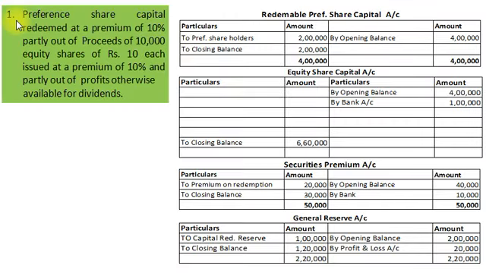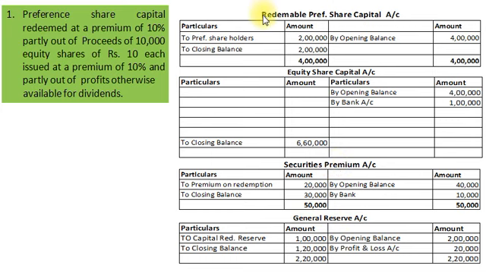Adjustment number 1. Preference share capital redeemed at a premium of 10%, partly out of proceeds of 10,000 equity shares of rupees 10 each, issued at 10% premium, and partly out of profits otherwise available for dividend. Here we have prepared the redeemable preference share capital account, equity share capital account, securities premium account, and general reserve account.